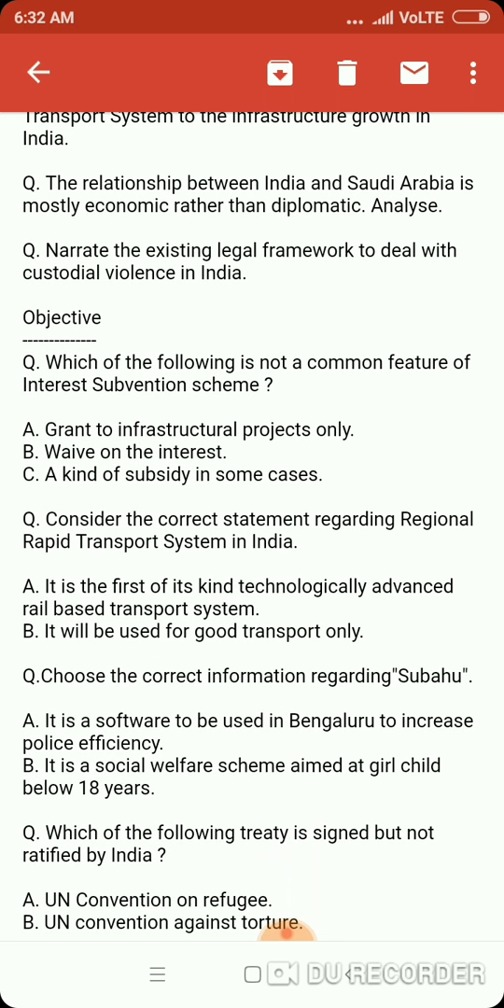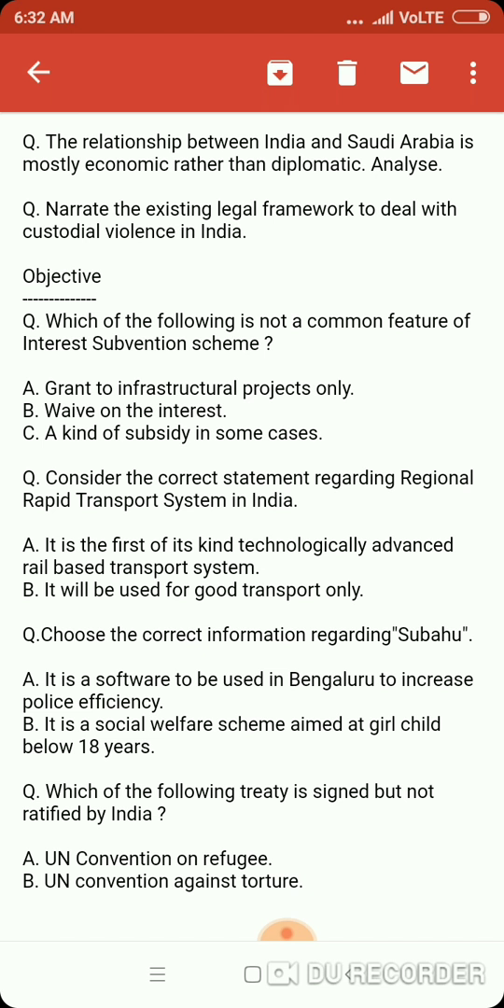Third question: the relationship between India and Saudi Arabia is mostly economic rather than diplomatic. Analyze. The question is asking us to understand that India and Saudi Arabia confine their relationship to the economic sphere rather than the diplomatic. Why? To analyze the question, first we have to know why there is very little possibility that India and Saudi Arabia would succeed in a diplomatic relationship rather than an economic relationship.